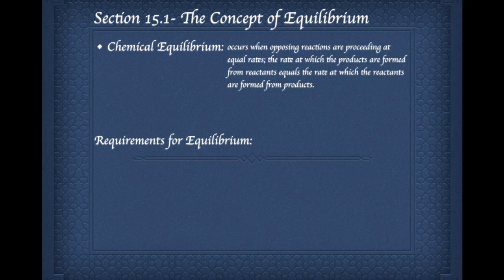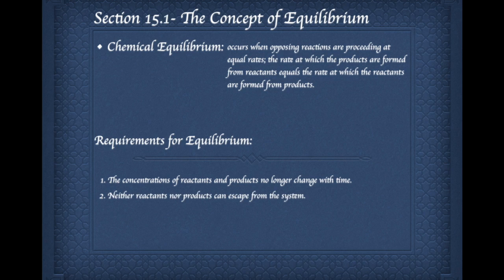So there are two requirements for equilibrium to occur. The first one is that the concentrations of the reactants and the products can no longer change with time. The important thing to keep in mind is the fact that the reaction is still occurring, you just don't see any change in concentration. That's why we call it dynamic equilibrium. The second is that neither the reactants nor the products can escape from the system. If those two conditions are met, you're in equilibrium.